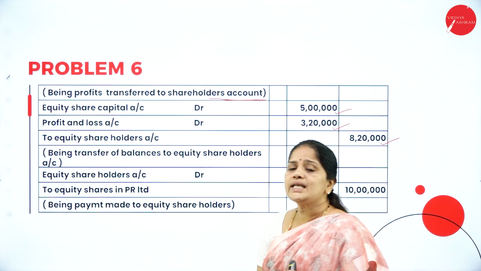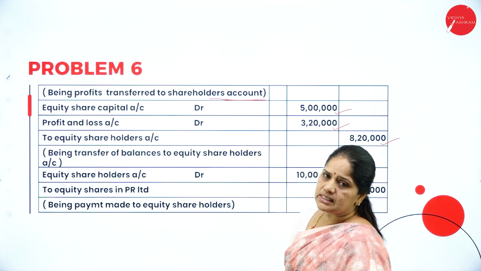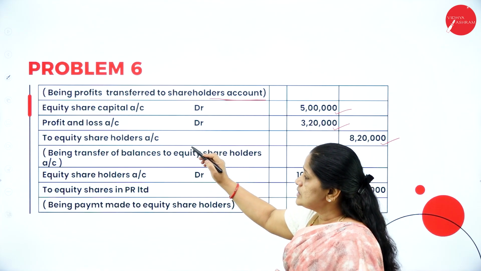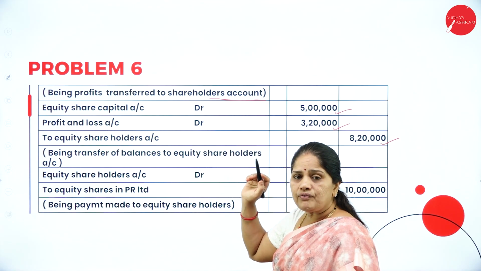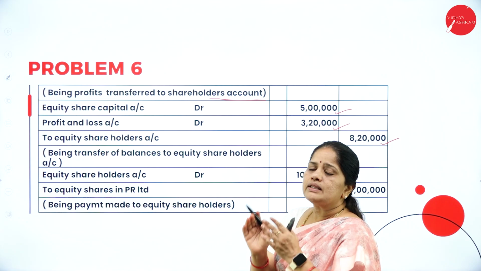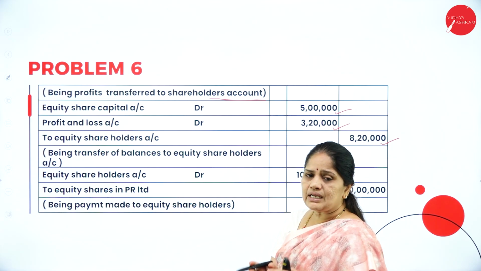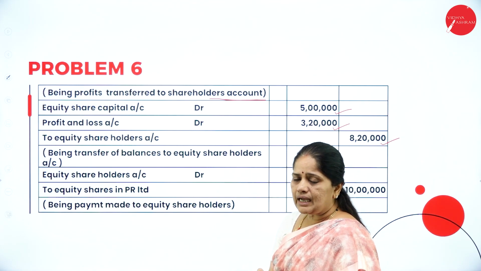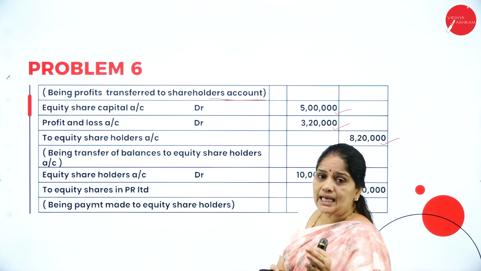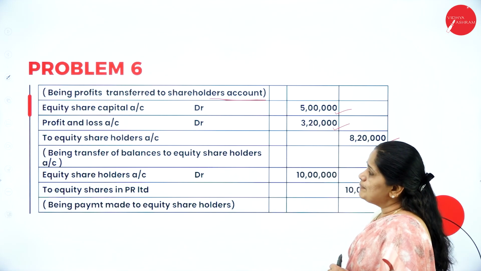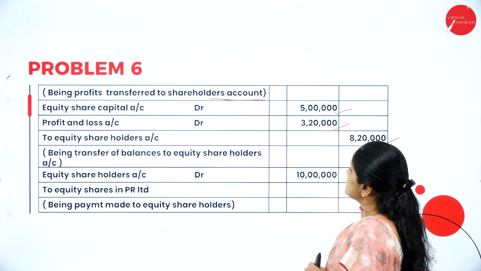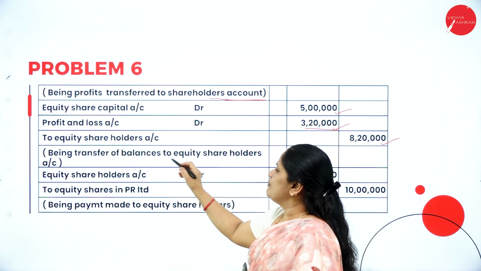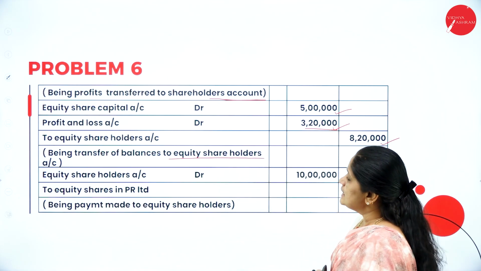So the equity shareholders are entitled to receive the capital whatever they have invested. In addition to that, they are also entitled to receive the balance in profit and loss account. So what does it mean? The profit and loss account, if it is appearing on the liability side, it means the profits of the company earned. So that will be shown on the liability side of the balance sheet. So the equity shareholders are entitled to that profit. So 3,20,000, being transfer of balances to equity shareholders account.